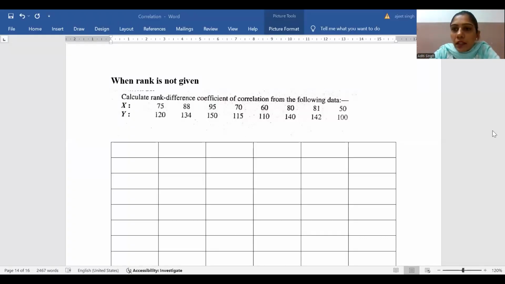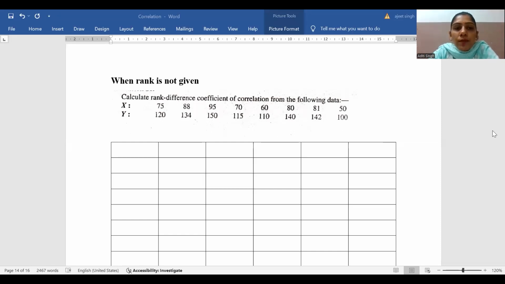We are discussing the ranking method of finding out the coefficient of correlation. We have already discussed a few questions of calculating the coefficient of correlation with the ranking method, with the help of Spearman's rank method. So now let's discuss the next question.